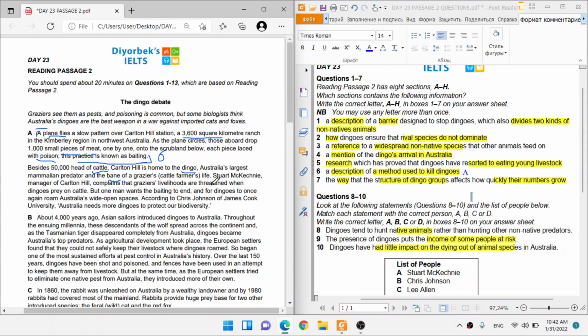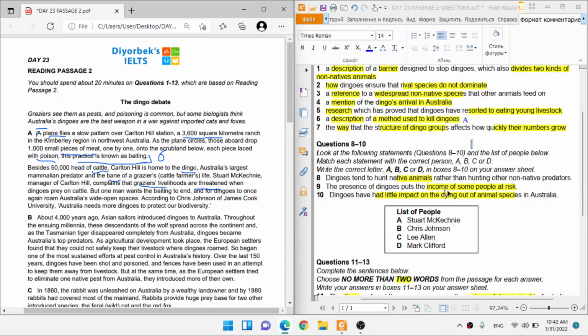Stuart McKinney, okay, our first guy, manager of Carlton Hill, complains that grazers' livelihoods are threatened. Their livelihoods are threatened, guys. So if you remember, they're talking about income, right? That's livelihood. Are threatened when dingoes prey on cattle. When they prey on cattle, they are putting their income at risk.